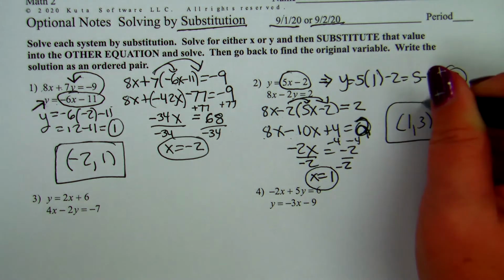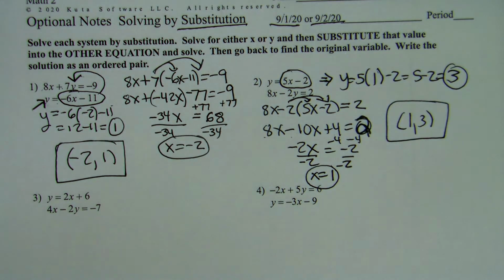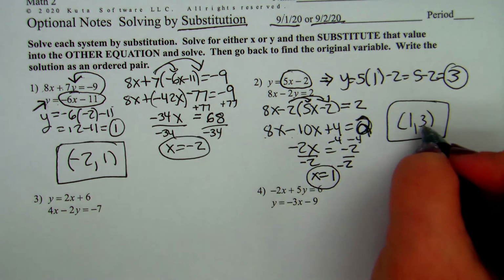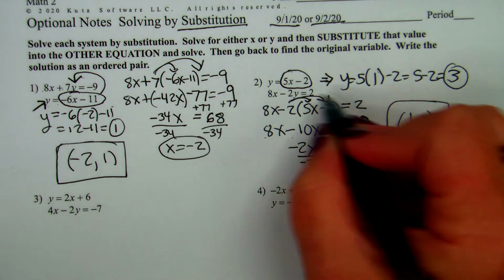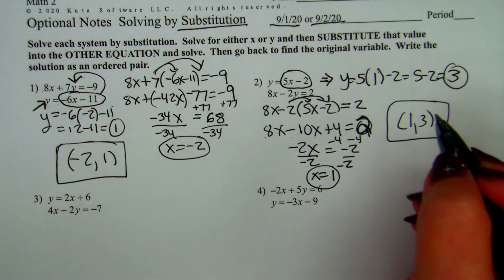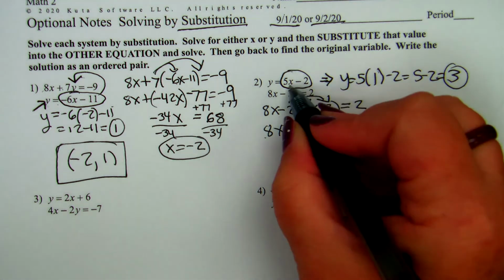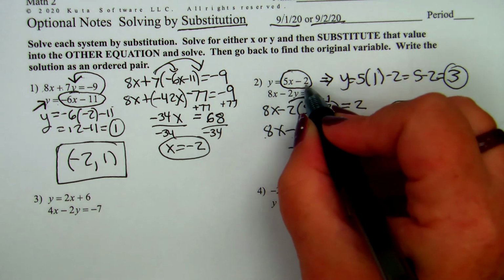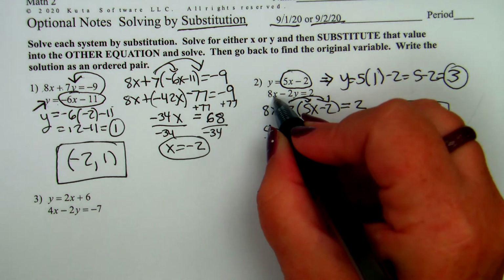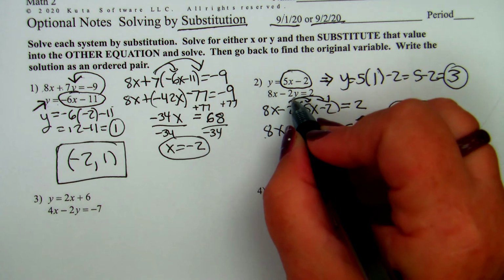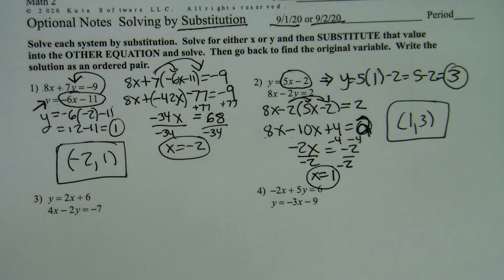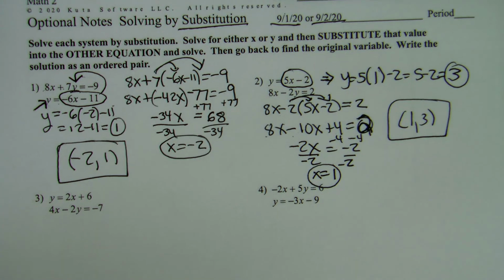And one thing you can do is you can take your solutions and you can check them. Put 1 in for x and you get 5 minus 2, which is 3. Then you can substitute into here. 8 times 1 is 8, minus 2 times 3 is 6. 8 minus 6 is 2. Just to check, to make sure that when you substitute the values into both equations, it works for both.